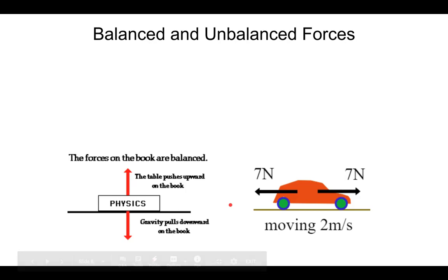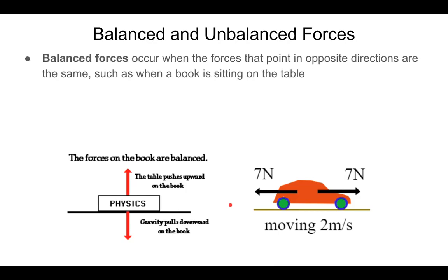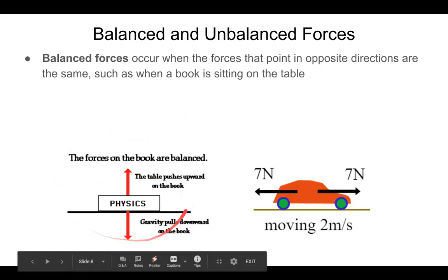So balanced forces occur when the forces that point in opposite directions are the same, such as when a book is sitting on a table. So that's this case right here, and we already talked about this. This book is at rest. We have the force of gravity going down, the normal force up. Those forces are balanced, and this book is at rest.